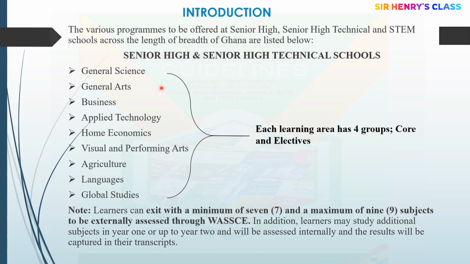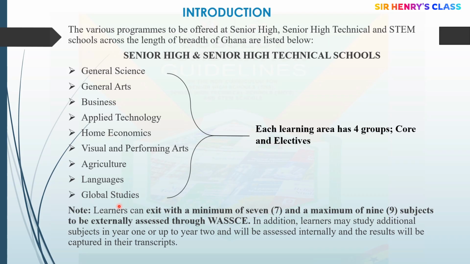Now, all these areas that I've mentioned, which are about 9, are 9 learning areas or courses or programs. There are what we call core and elective subjects which you'll be reading under them. So we have 4 groups where we have the core subjects and the electives, where you are going to choose some subjects to form part of the program that you'll be reading.